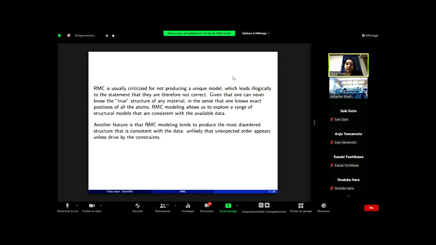Actually, reverse Monte Carlo tends to produce the most disordered structure because it's just random moves. So it tends to create the most disordered structure that is consistent with the experimental data. So it's very unlikely that you find some feature present in the structure that is not given there by the constraints, because in the extreme case that you don't put anything to fit, you just have a disordered configuration. So if some ordered feature appears, this means that it is driven there by the experimental data that you used as a constraint.